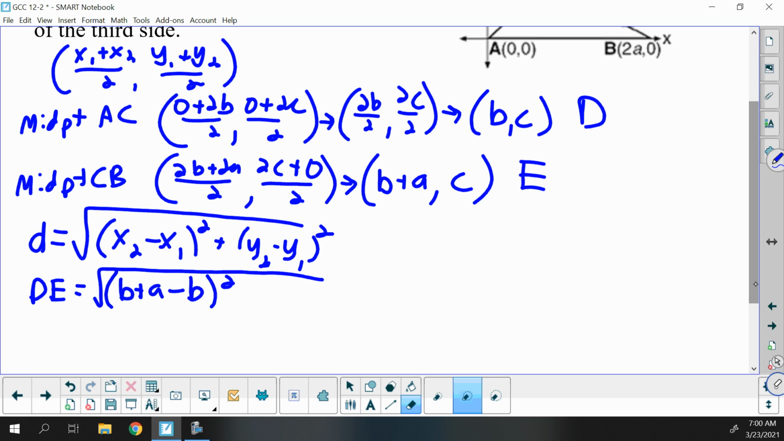And I purposely did it in that order, because if we had done the other order, we would have had to do b minus, and then remember to put the b plus a in its own parenthesis, and the negative would distribute. So doing it in this order, we don't have to worry about distributing the negative. Plus, we'll have c minus c all squared. Well, b plus a minus b, the b's wipe out, and we just have a squared. C minus c is 0. So we just get square root of a squared, which would just be a.